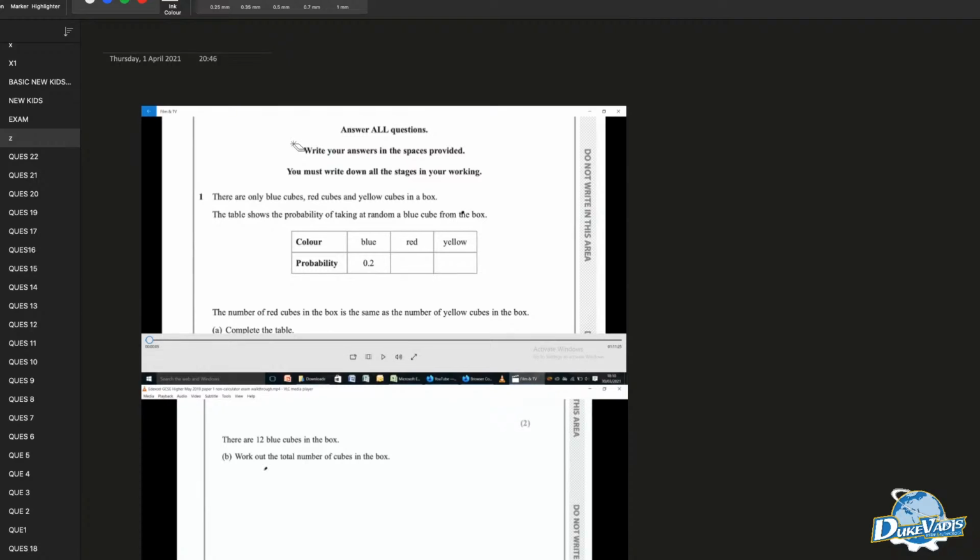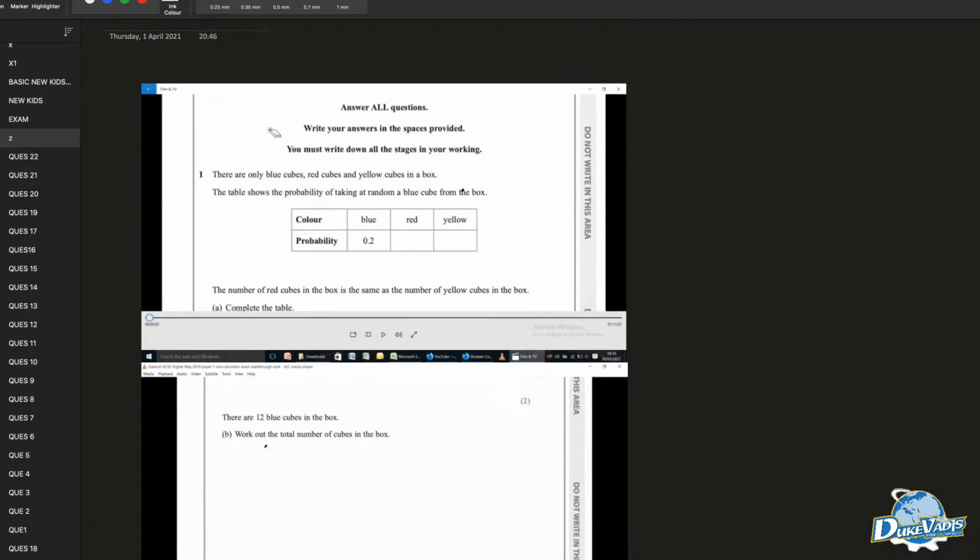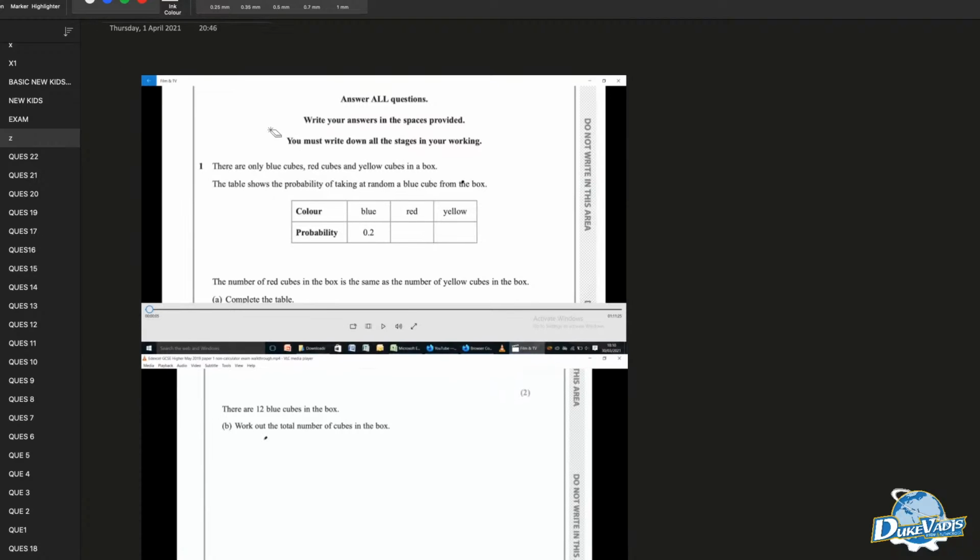They say answer all questions and write all your answers in the space provided. You must write down all the stages in your working. So we have the GCSE Pearson Edexcel May 2019 questions that we're supposed to solve.